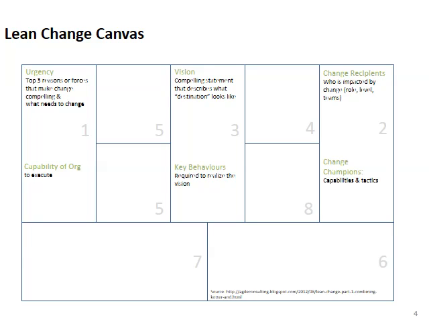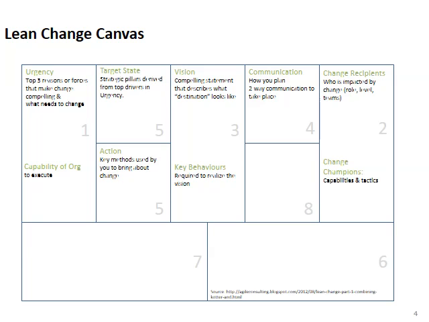Vision and key behaviors. The vision is a compelling statement that describes what destination looks like. Organizations should also identify key behaviors required to realize the vision. Communication. How you plan two-way communication to take place. Target state. Strategic pillars derived from the top drivers in urgency. Action. Key methods used by you to bring about change.